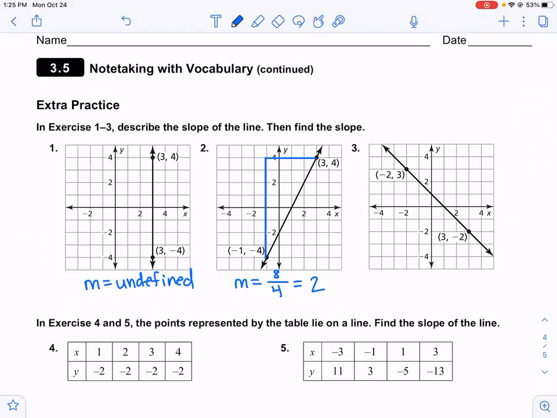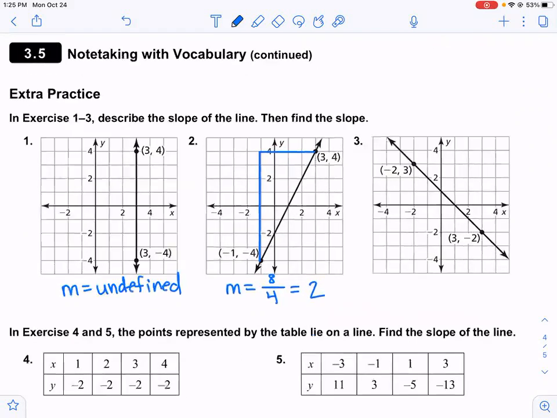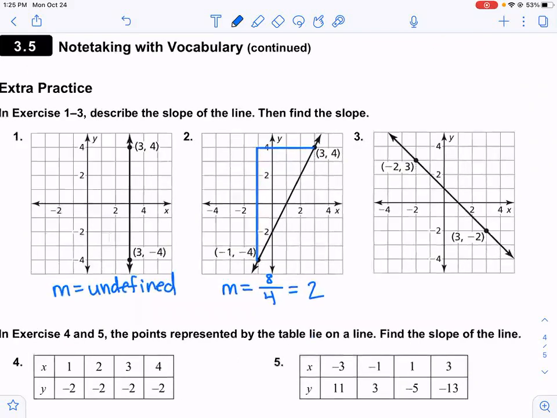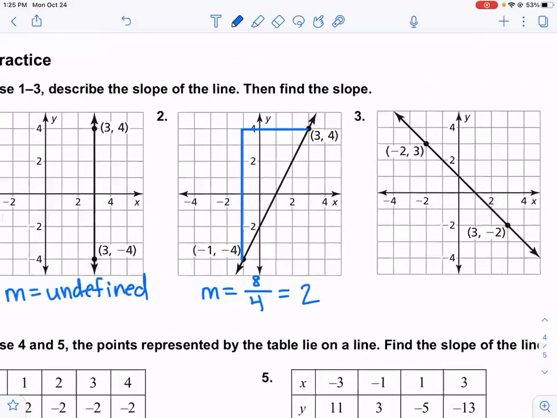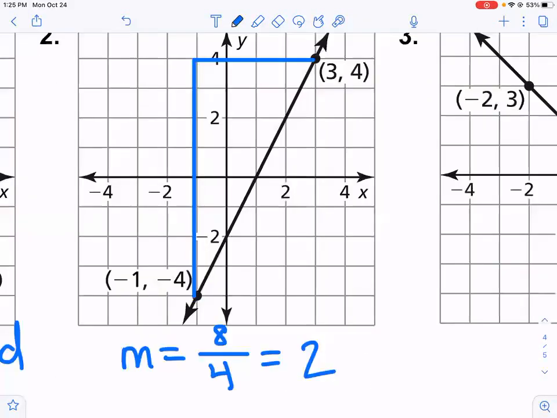Now, how efficient is it to graph every single set of points that I give you? It is not going to be very efficient. So I want us to look at this right here. And I want to think about how could we have gotten 8 for our rise without looking at the graph? Is there a way to just look at my coordinates and get 8?